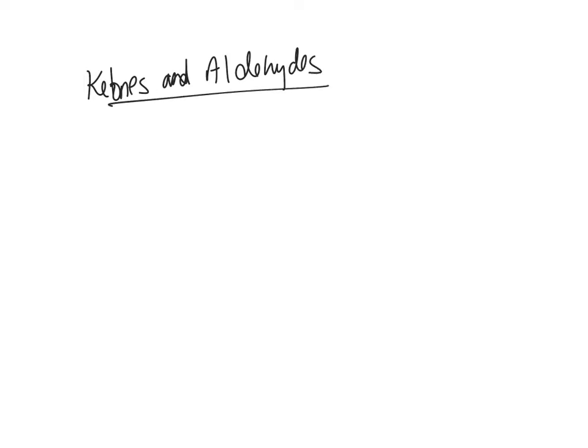Welcome to the chapter on ketones and aldehydes. We've already been talking about ketones and aldehydes. We've done a few reactions of ketones and aldehydes with the Grignard, and we've also talked about how to synthesize ketones and aldehydes through oxidation reactions. So we're going to talk about the carbonyl compounds.